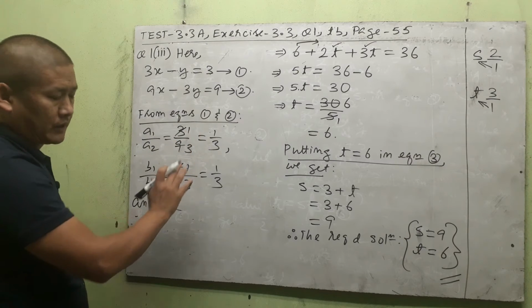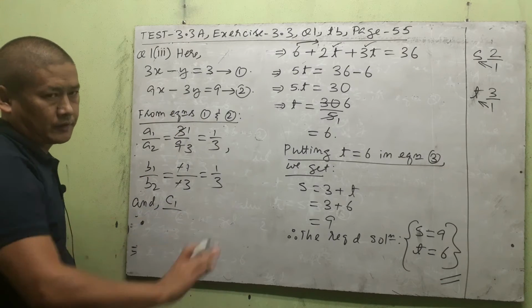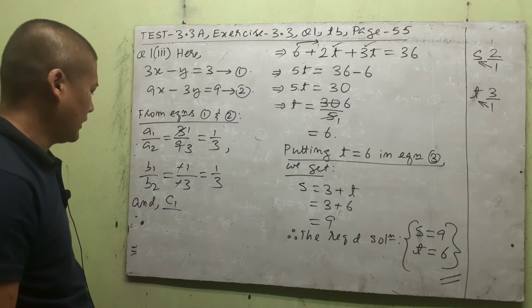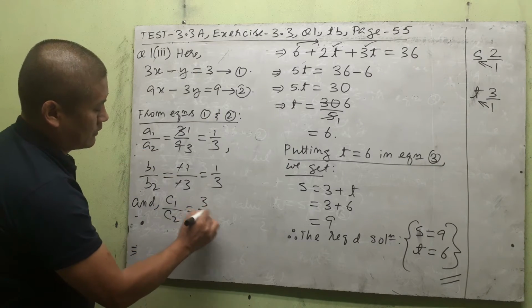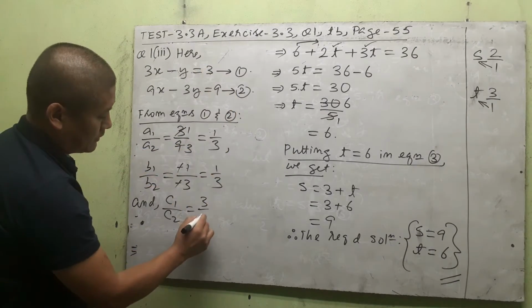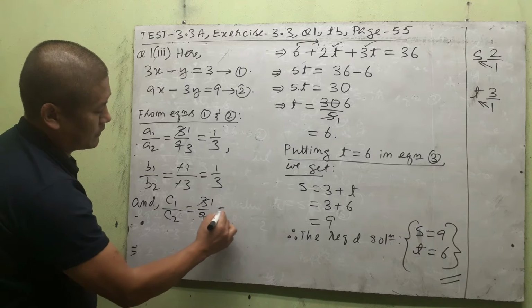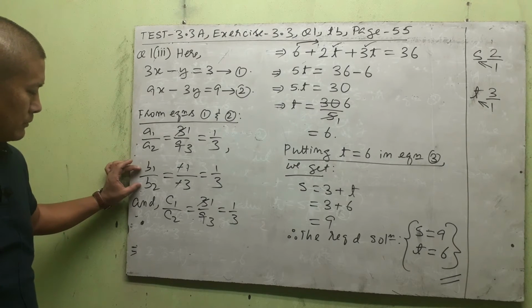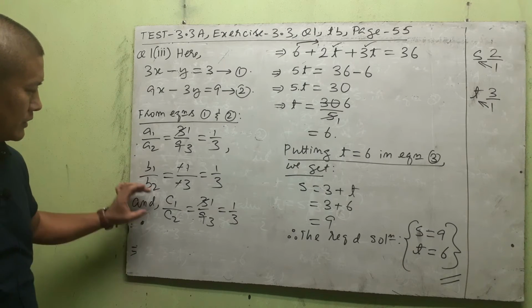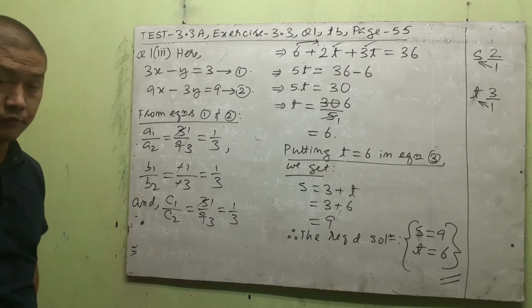Then on the right side, the number having no x and y term is called c. So the rest of the expression is called c, not containing x and y terms. So c1 by c2 means c1 is 3 and c2 is 9. So 3 1s are 3, 3 3s are 9. So this is also equal to 1 by 3. So a1 by a2, b1 by b2, c1 by c2, all these 3 are equal to 1 by 3.